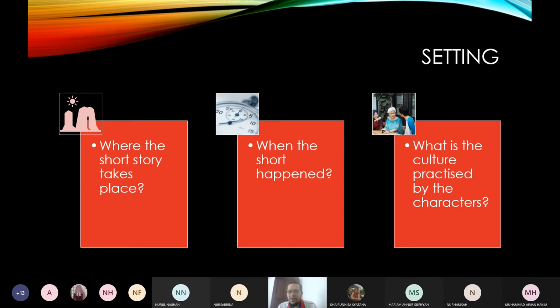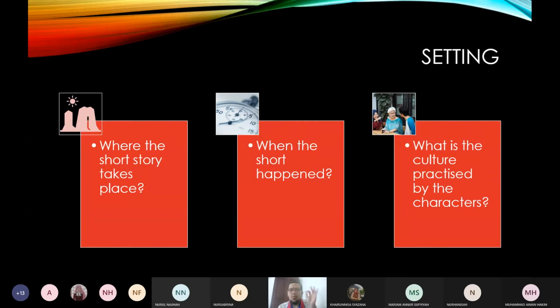Mungkin dia konservatif, maybe dia liberal, maybe dia religious. Alright, kat kampung tu mungkin religious. Kalau bandar tu mungkin dia sedikit liberal ataupun open minded. Alright, kalau di certain tempat yang ada perang, mungkin culture dia lain sikit. Sebab yang I tengok cerita tu bukan di Malaysia, so di tempat lain you kena tengok what is actually the culture practiced by the character ataupun by the main character.